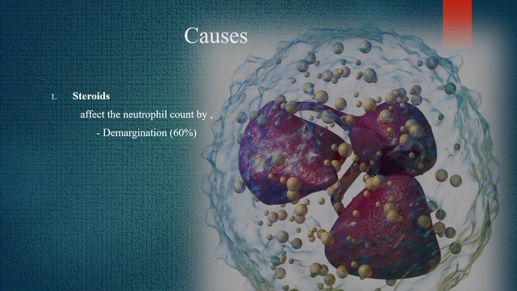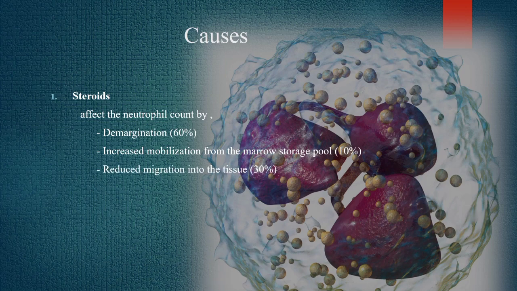Steroids could also increase mobilization of these neutrophils from the bone marrow storage. They can also reduce migration into tissue. As I told you, these neutrophils can squeeze through cells, enter into tissue, and engulf these microorganisms, the bacteria or the fungi.